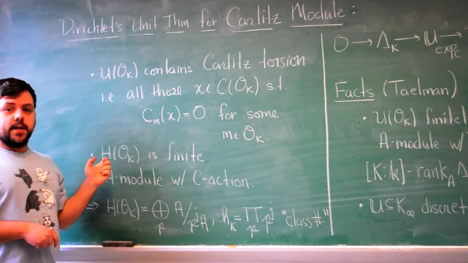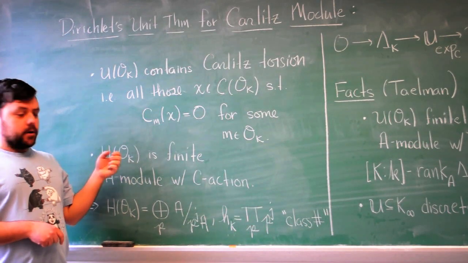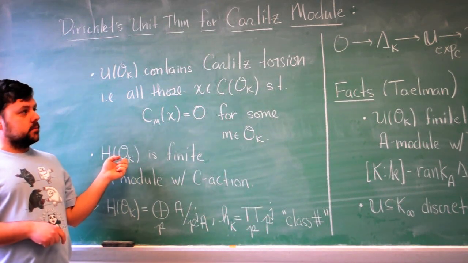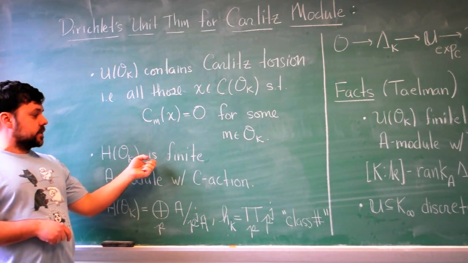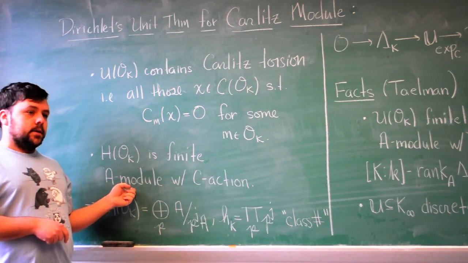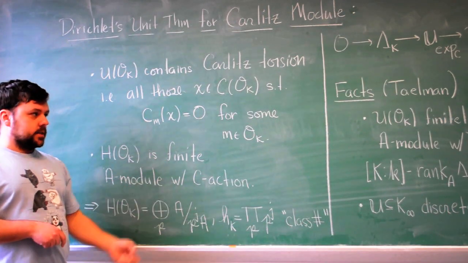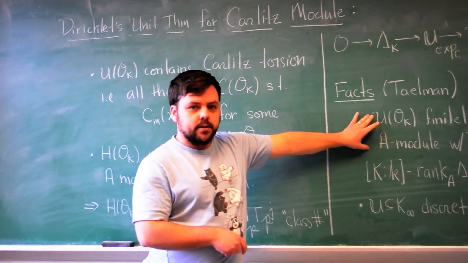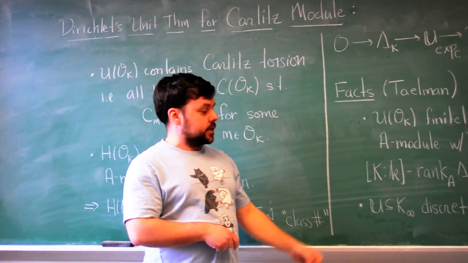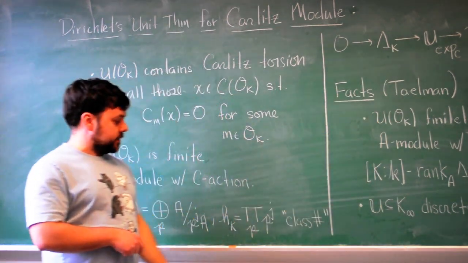Going to the other side of it, H_OK, what we call a class module. Lenny Taelman has shown that this is finite. It's a finite A-module, a finite A-module with a Carlitz action. Of course, the same thing goes on here, I'm thinking of U_OK as an A-module with a Carlitz action.